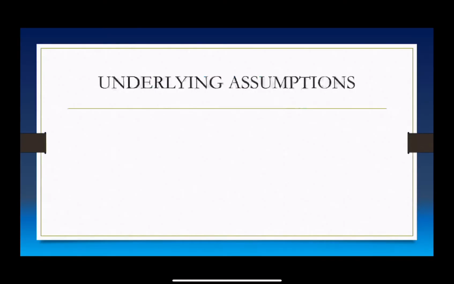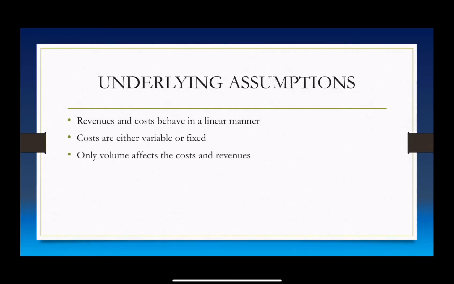In order for CVP to work, the following assumptions should be made. Just like what we have shown in the CVP graphs, revenues and costs behave in a linear manner. This is again possible because the unit price and cost are constant. Next, costs are either variable or fixed. Other costs such as step cost will not be considered. Then, only volume affects the cost and revenues. Other factors such as demand, purchase and sales discounts will be ignored in the analysis.